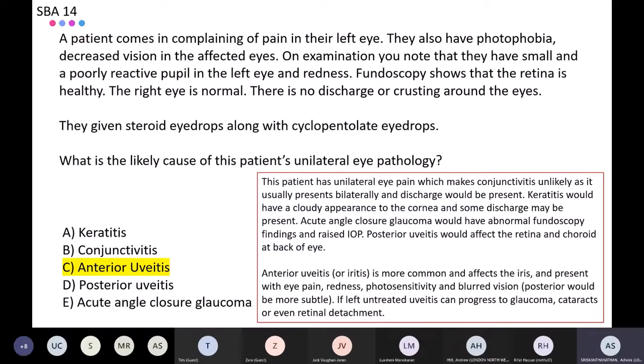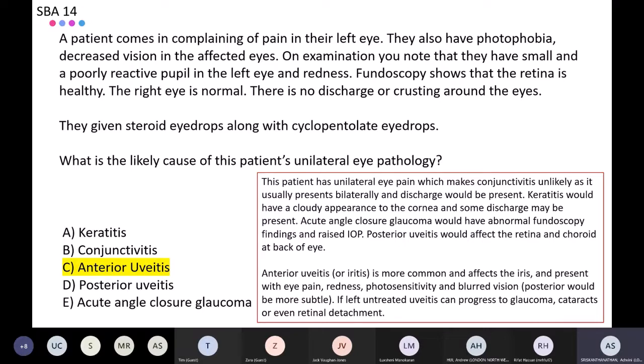With keratitis, you'd get this cloudy appearance of the cornea, and you would also get some discharge as well. With acute angle closure glaucoma, you would end up with abnormal fundoscopy findings as well, because you have this raised intraocular pressure. And posterior uveitis would affect the retina and the choroid at the back of the eye.